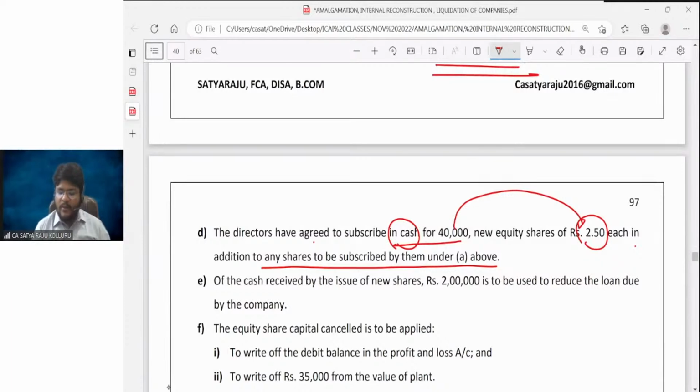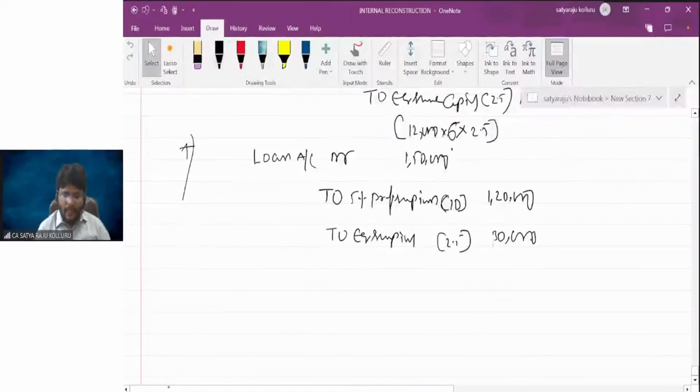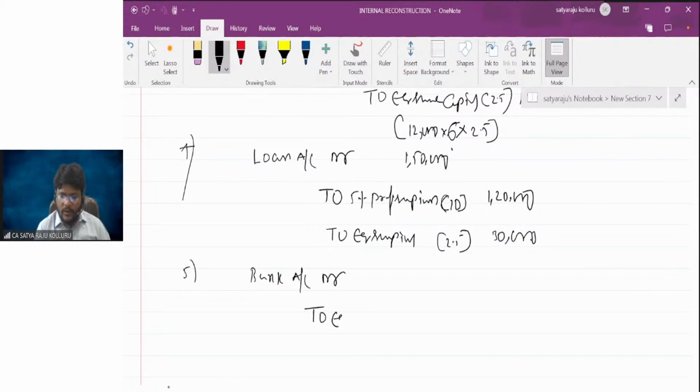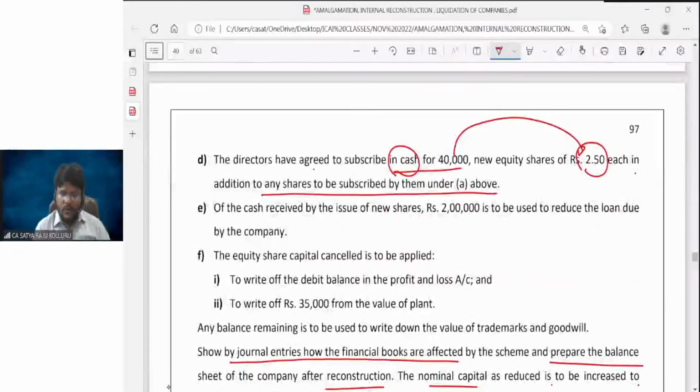Then what is the journal entry? Bank account debit, equity share capital 1 lakh. 40,000 into 2.5 means 1 lakh only. So bank account debit, equity share capital 2.5, that is 40,000 shares into 2.5, 1 lakh. That is all about point number D. Come for point number E.